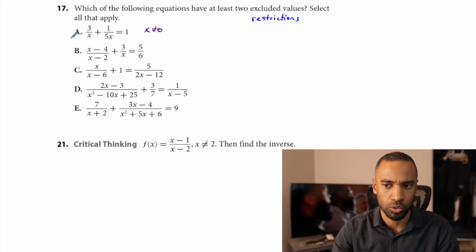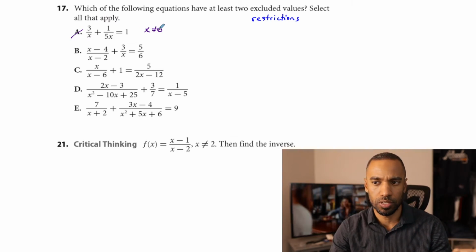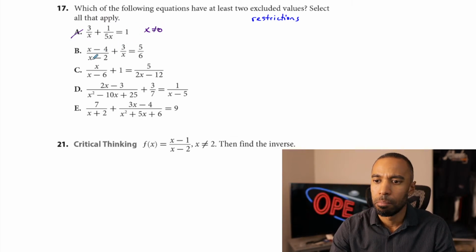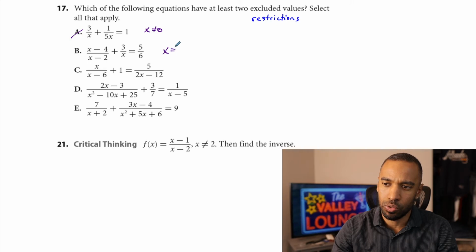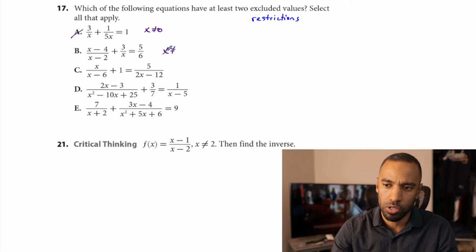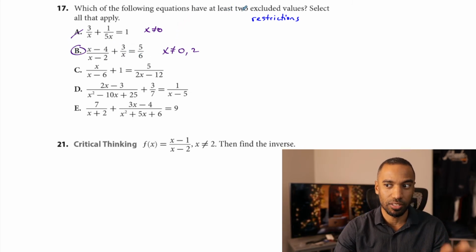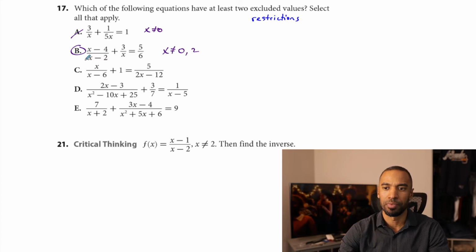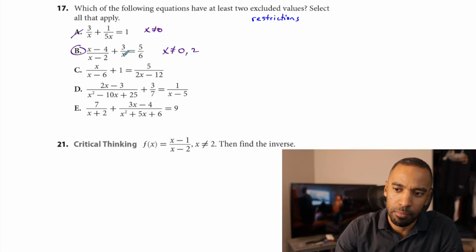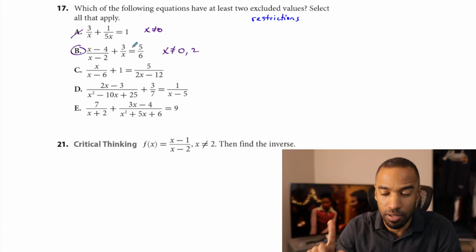That doesn't have 2 excluded values, so it's not A. You're listing the restrictions anyway, whatever. B, looks like x can't equal 2 or 0. I'm going to put 0 first. X can't equal 0 or 2. B seems one with 2 excluded values. It says at least 2, so more than 2 would also be fine. So, right, it's all about dividing by 0 in those instances, even if something would cancel.